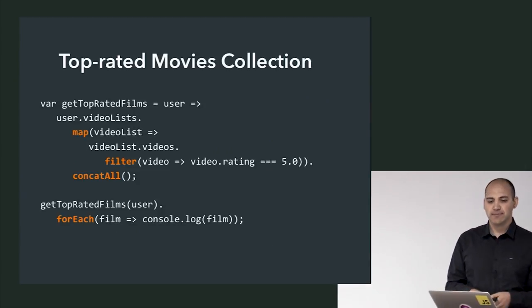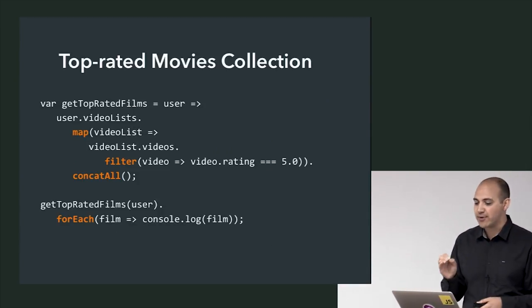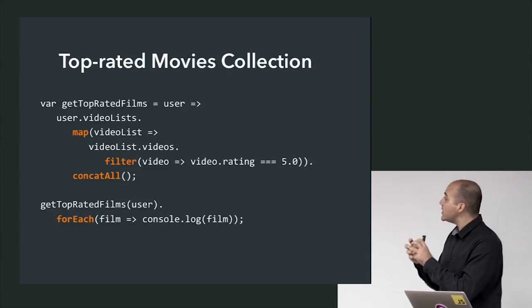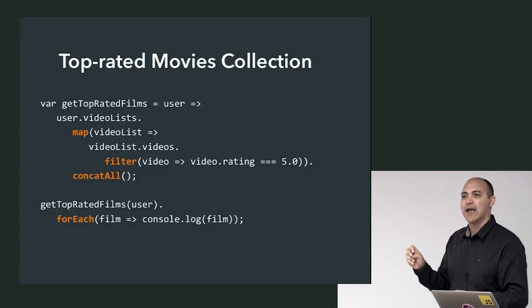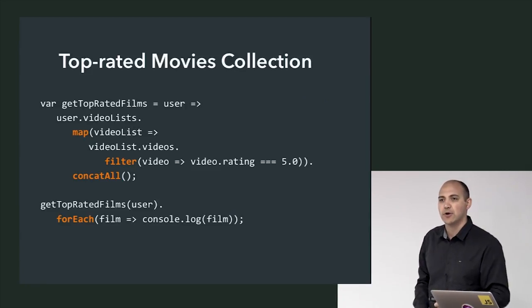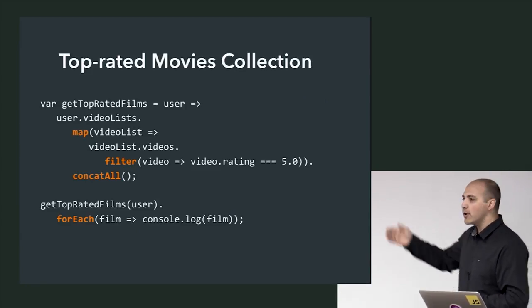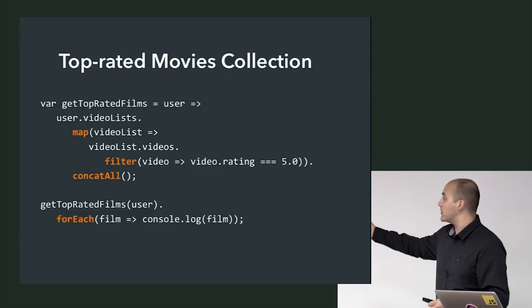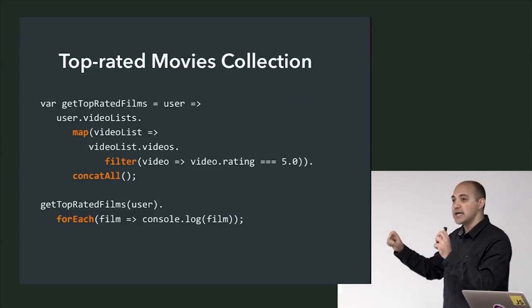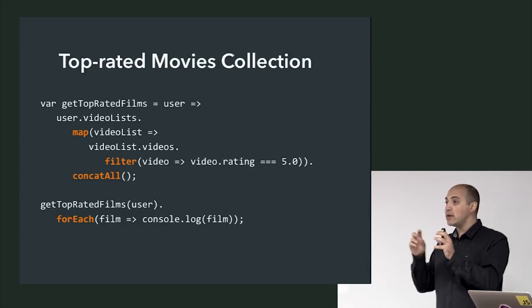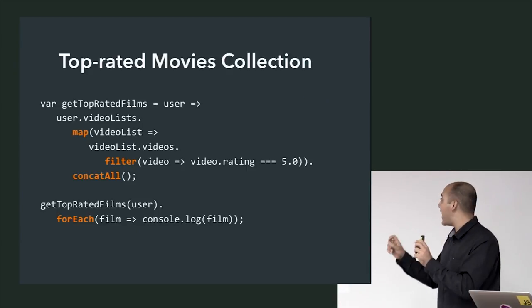Here's how you would do it. I'm going to create a function called getTopRatedFilms, and that's going to accept a user object. Every user object has a videoLists array. That's just the array of genre lists that you saw earlier, the action movies, thrillers. We're going to map over all of those video lists. And before we return the video list, we're first going to filter it to make sure we're only returning videos with a rating of 5.